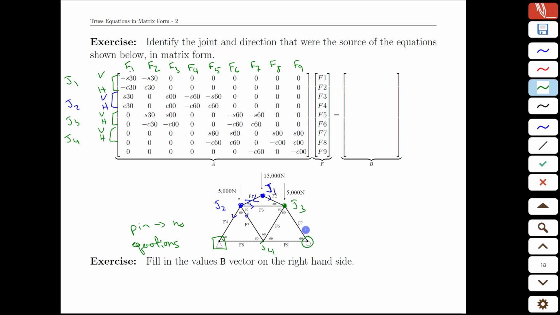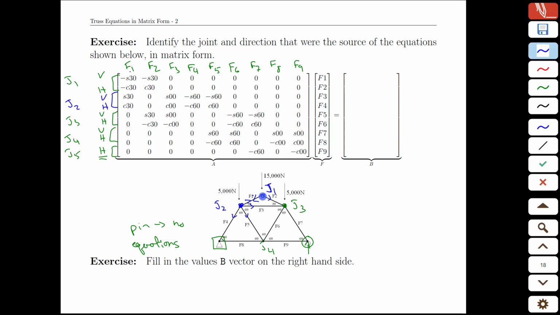Last but not least, we have the roller. We've discussed that previously. The only forces that have to be balanced on the roller are the horizontal. The roller itself will apply any necessary vertical forces to balance things out. And so that's how we build the entire A matrix in this system. What about the B vector? What's not represented so far?